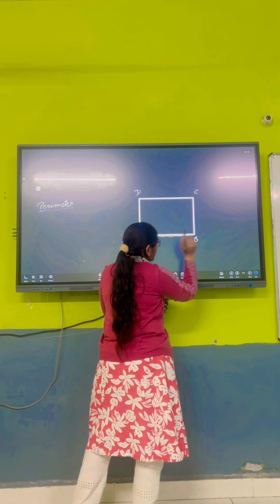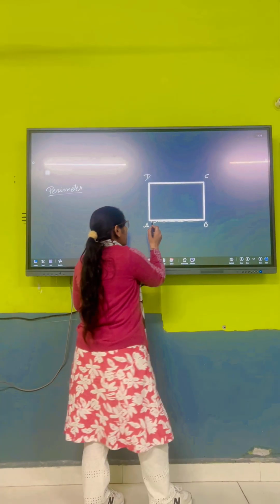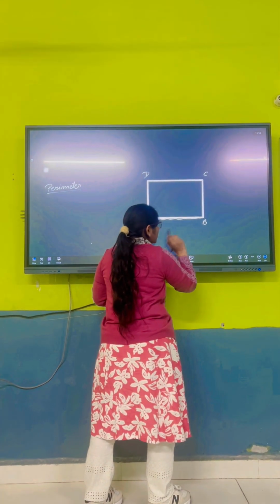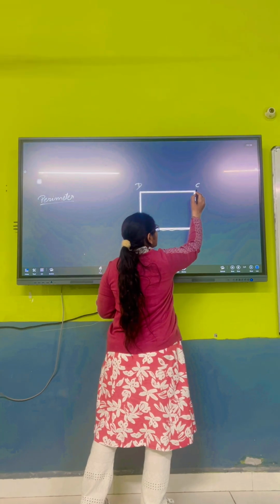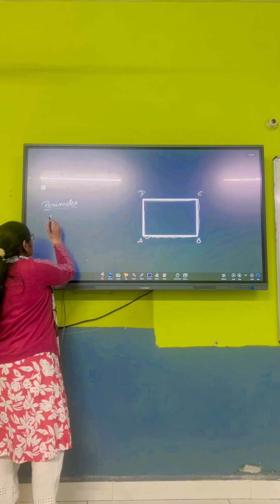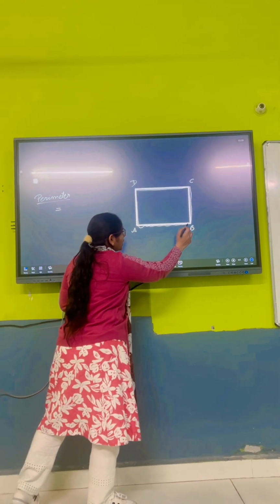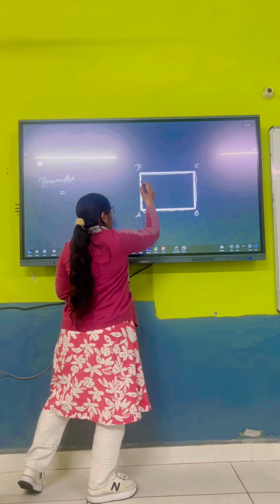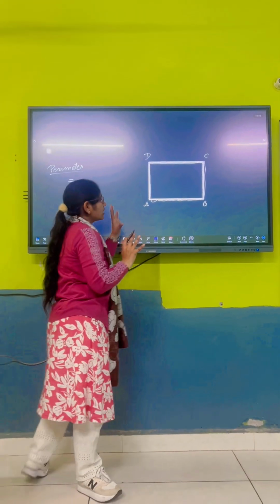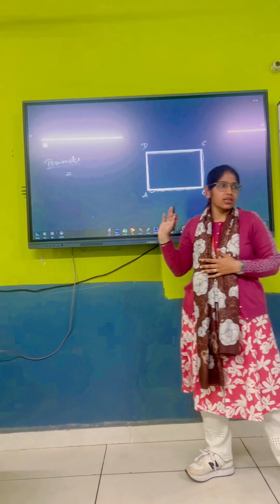This is the side AB. When we find the perimeter of this figure, we have to find the lengths of the sides AB, BC, CD and DA. That means the perimeter is the sum of the lengths of all sides. This is a plane closed figure because its starting and ending point are the same.